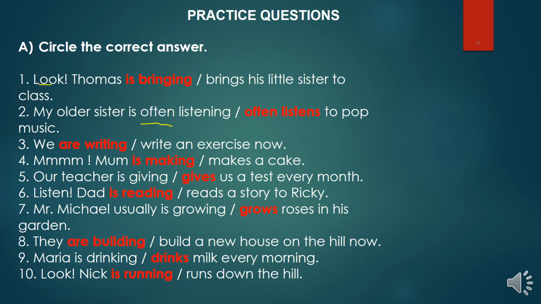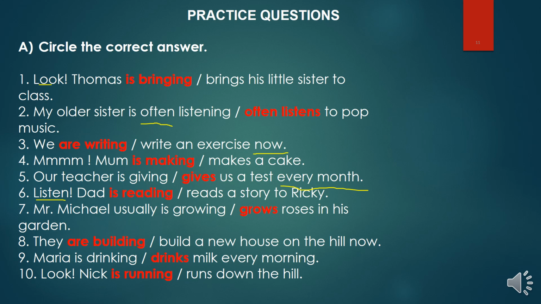We are writing an exercise now. I used are writing because I have now. Our teacher is giving us a test every month, or gives us a test every month. It gives because they said every month. So this is an action which is repeating every month. Listen, Dad is reading a story to Ricky. I used is reading because listen shows that the action is happening now or at the moment of speaking.